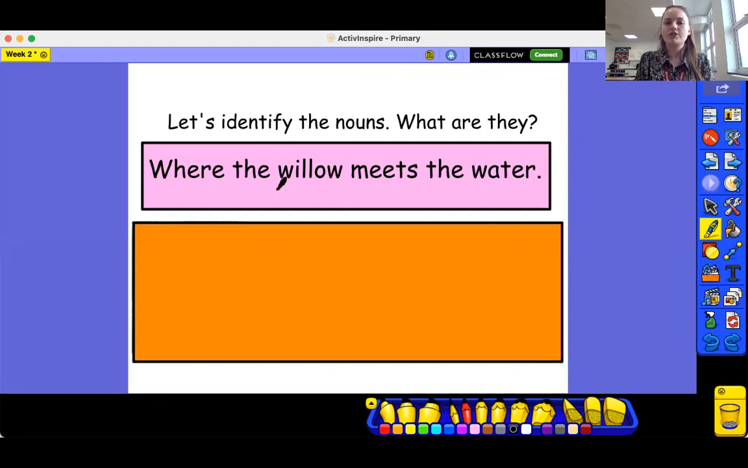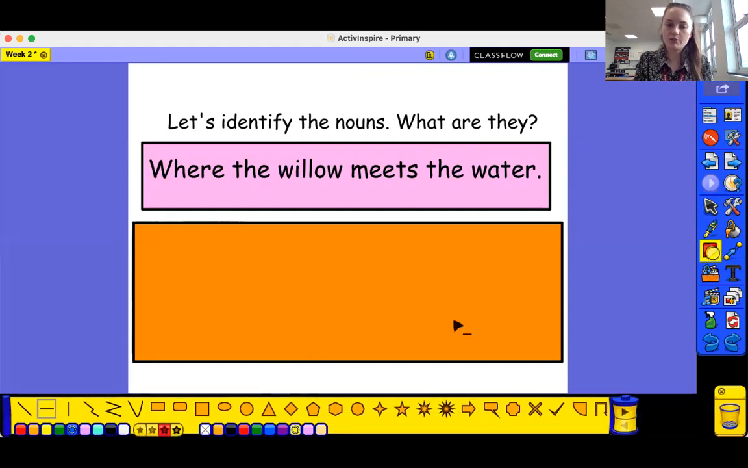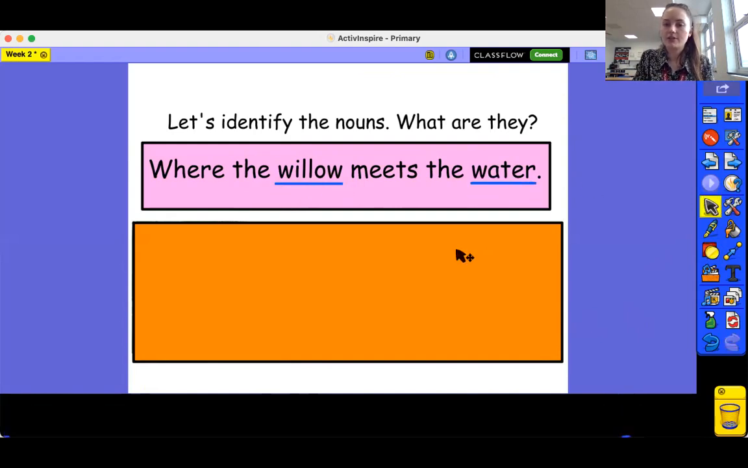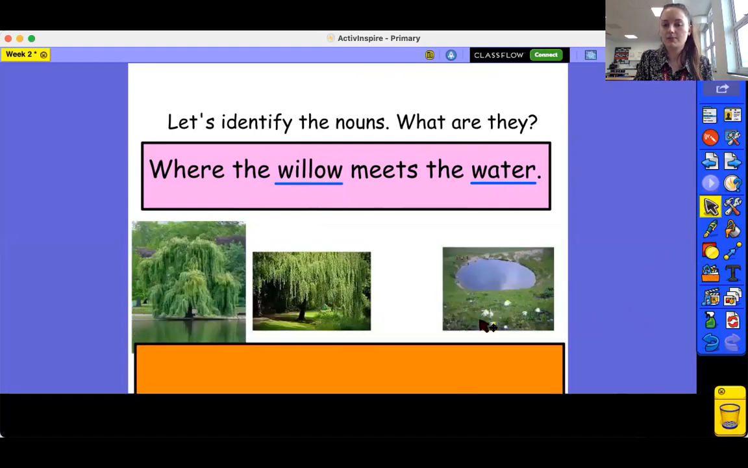What are the nouns in this sentence? Where the willow meets the water. What are the people, places, or things in this sentence? Can you spot them? Fantastic. We've got the willow and the water. They're the nouns in our sentence. And there's the pictures of them.